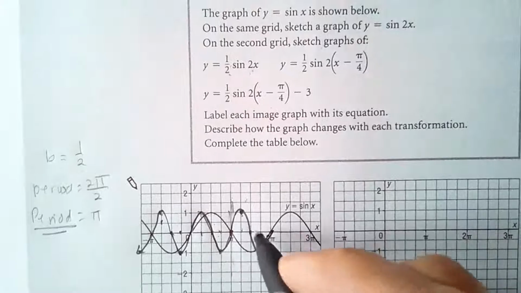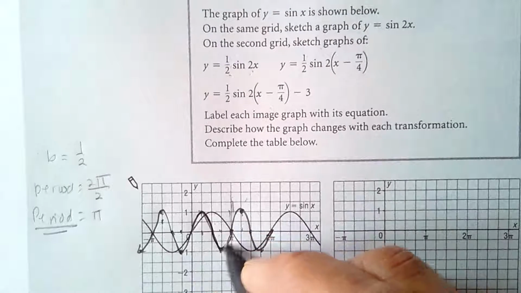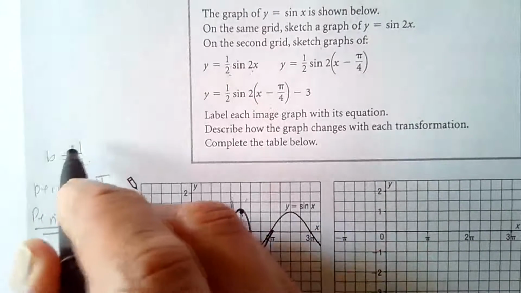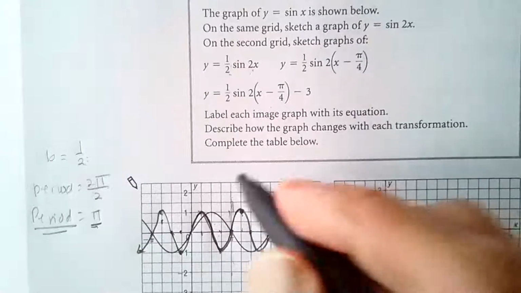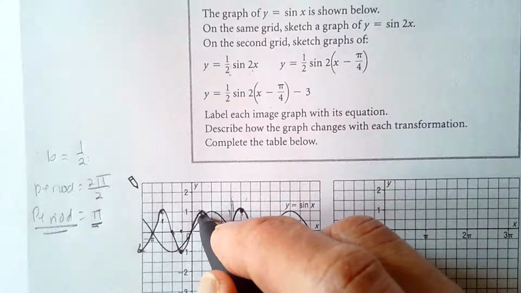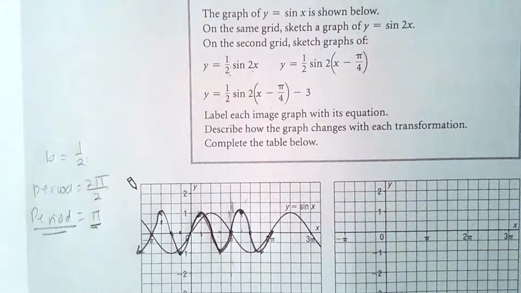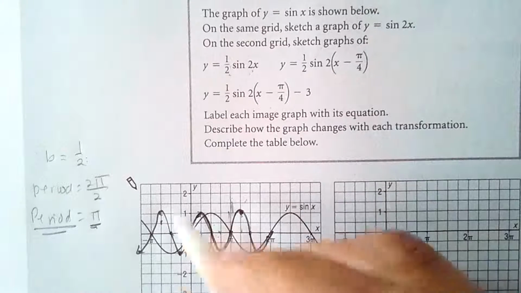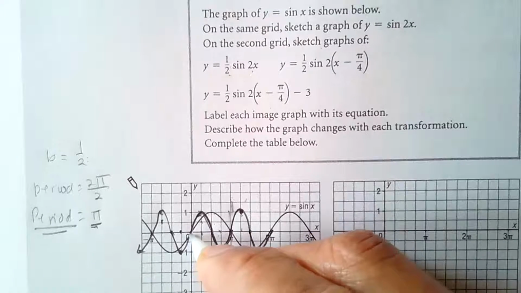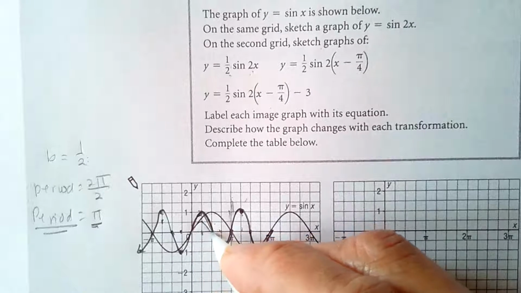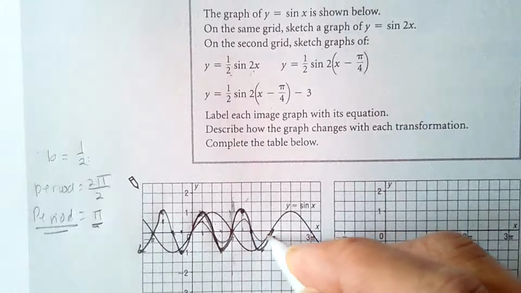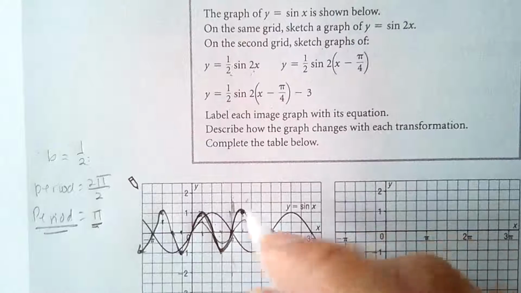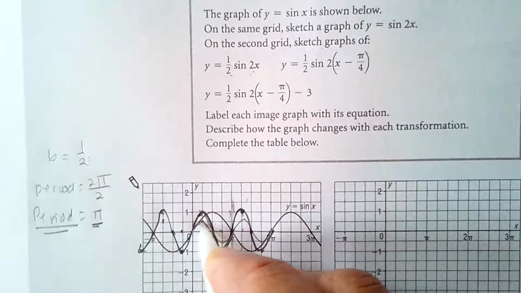So this is your graph because it's compressed by a factor of a half, or the period is pi over 2. Now that's where the amplitude is 1, but now we want an amplitude of a half. So we get half of that amplitude now, so this is half.